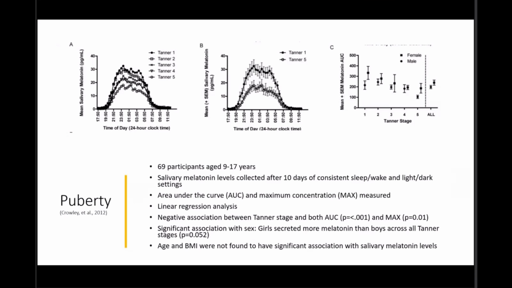So these kids' melatonin levels were measured after 10 days of consistent sleep, wake, and light, dark environment. And they measured area under the curve and max concentration of melatonin in saliva. They used linear regression analysis and found a very close negative association between Tanner stages and salivary melatonin levels. So as Tanner stages progressed, melatonin levels dropped, and girls overall secreted more melatonin than boys. However, age and body mass didn't have a significant association with salivary melatonin levels.